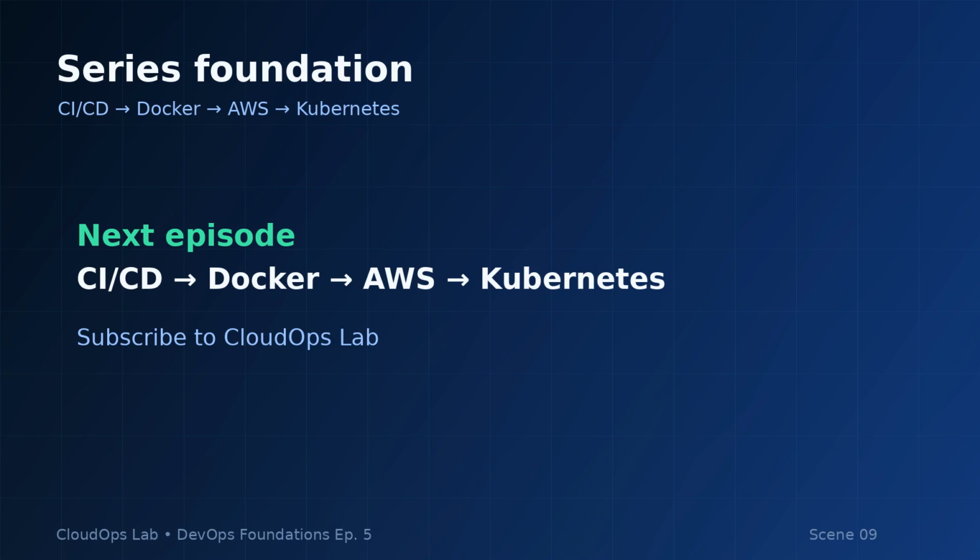In the next series, we can go deeper into real hands-on projects, including pipeline templates, Dockerfiles, AWS deployments, and Kubernetes manifests. DevOps is a system. Once you understand how the pieces connect, every tool becomes easier to learn.